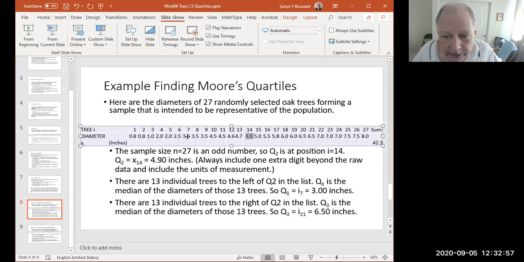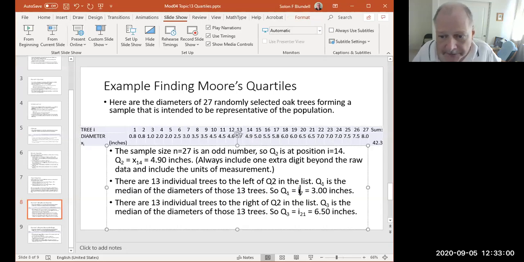His diameter is 3 inches, so Q1 is X7, that's 3 inches. And you do the same thing for the 13 trees that are above the median, the 7th one of them, so that's 15, 16, 17, 18, 19, 20, 21. I've counted 7 trees up from the median to get the median of the top half, 6.50 inches. So that's how you get Moore's quartiles.